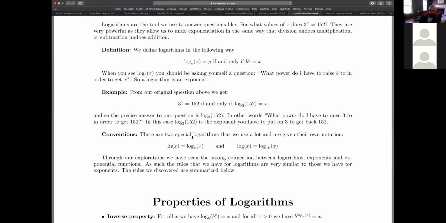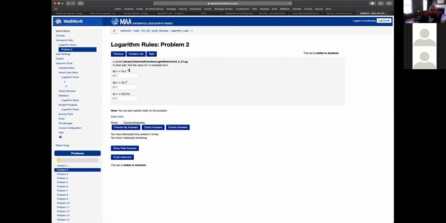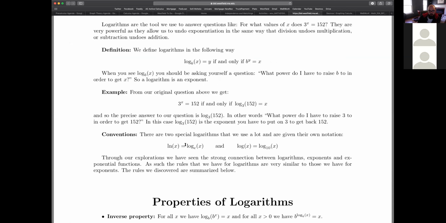So one thing that we haven't talked about are some conventions. When we went over to WebWork, if I jump back over to WebWork here, you'll notice that in problem two, you have this notation ln. What it means is log base e. We have this number e that we've talked about a few times, right? It's about 2.718. And just like pi, it's a very special number.